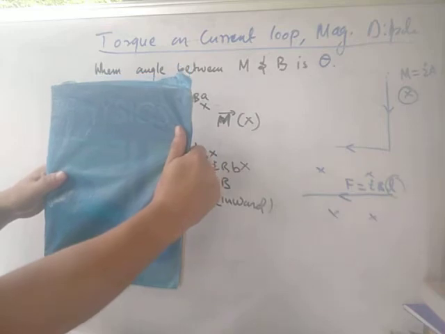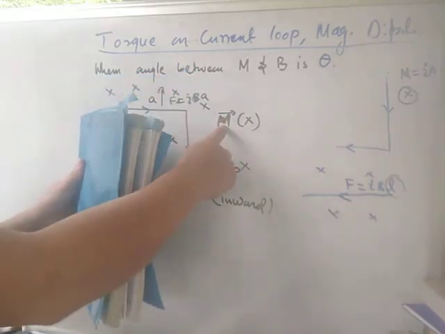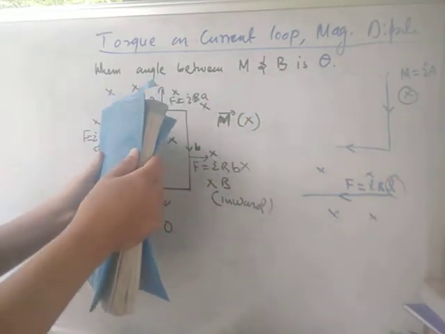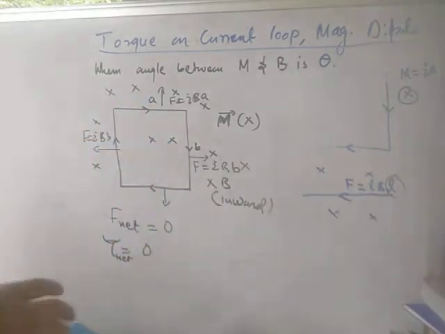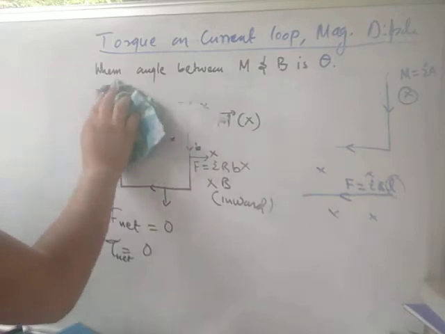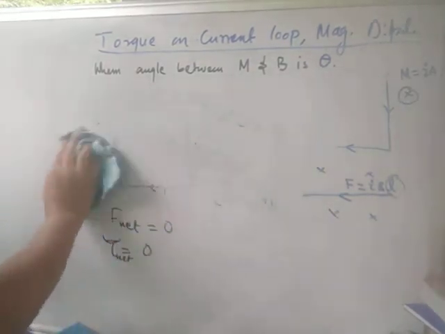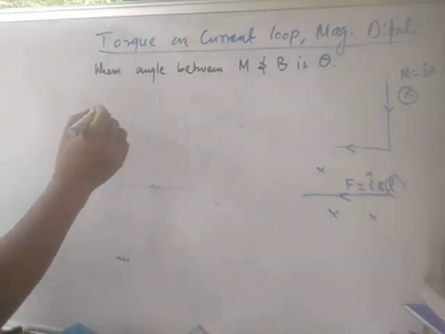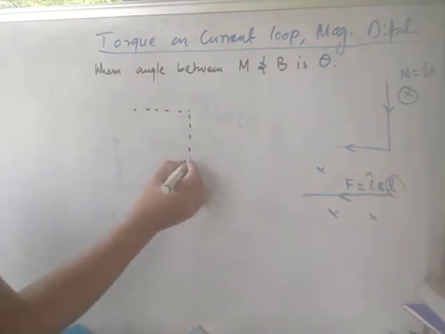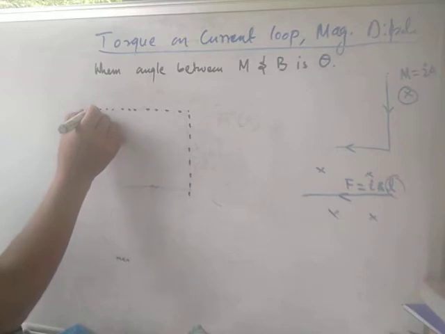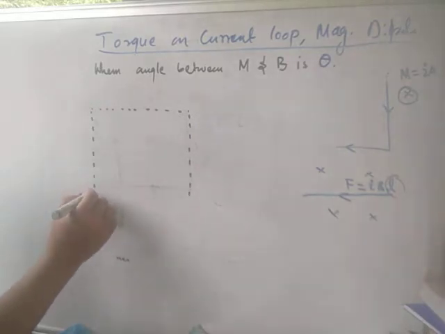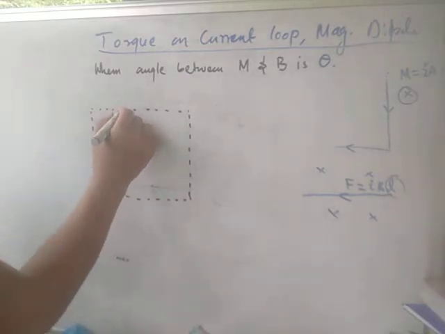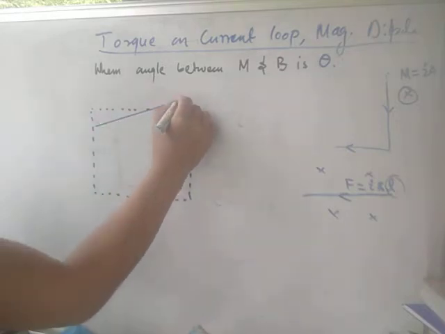It will not move. Okay, so if I change the direction of the magnetic field and the magnetic dipole moment, then some angle is there. Initially we have this type of current-carrying loop. Now we are changing the angle theta between the magnetic field and the current-carrying loop. So change this one.